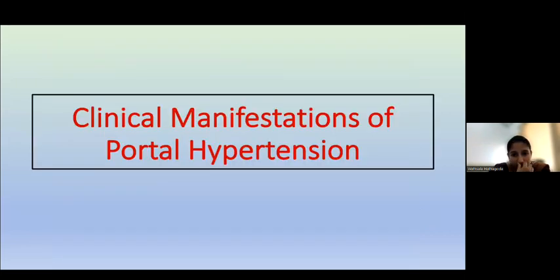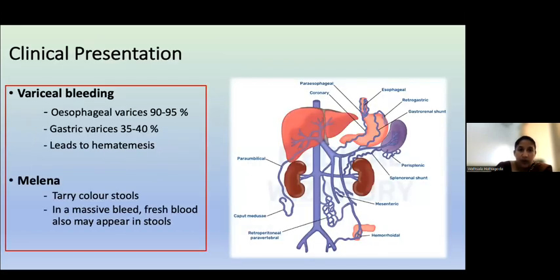Then let's see how these children will present with clinical manifestations of portal hypertension. The things we have discussed happen inside the body, but we don't know. With the clinical manifestations, we would know, okay, is this the presentation of portal hypertension? So let's look at those. As you can see, the commonest and the most scary presentation would be variceal bleeding.